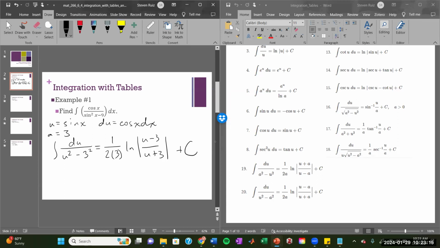Are we good here? All right, so let's simplify a little bit. I'll call this 1/6 times the natural log of what? Sine of x minus 3 over sine of x plus 3, plus c. That should be it, right?